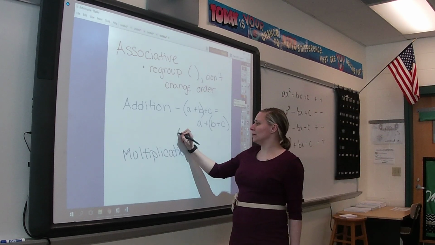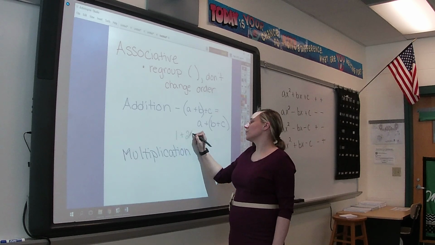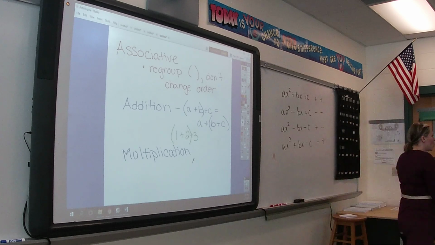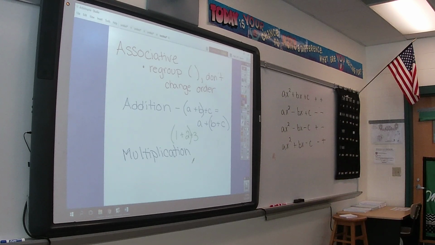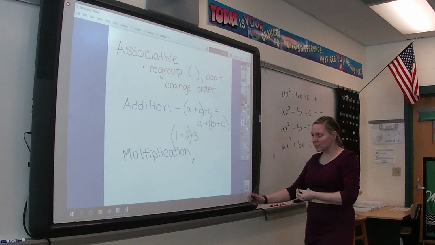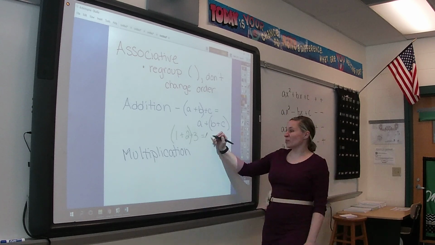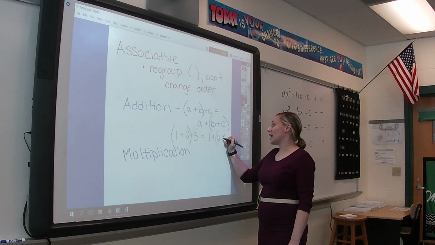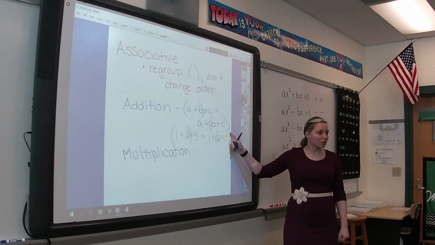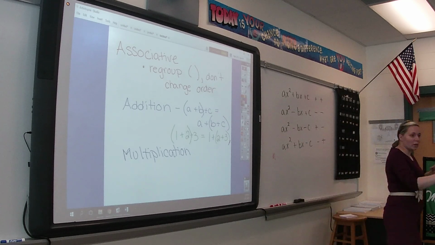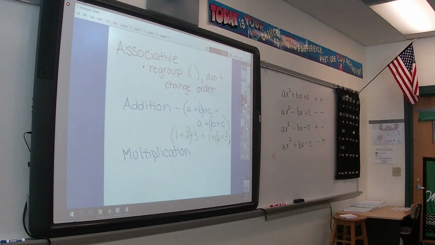So while this is lame, we could do this math. If we saw 1 plus 2 plus 3, what we would really do is 1 plus 2 is 3, and then 3 plus 3 is 6. But that would be the same thing as saying 2 plus 3 is 5, and 5 plus 1 is 6. You can pick and regroup in whatever way makes sense for your brain to add first.